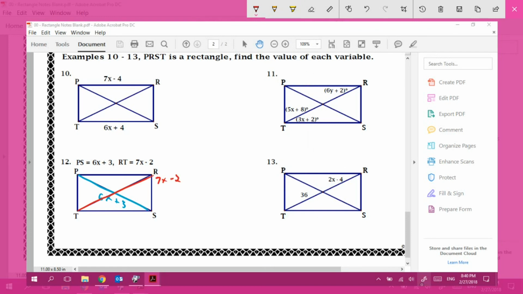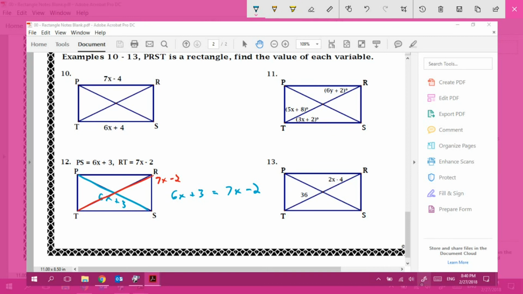Okay, what do we know about the diagonals? Look at the notes if you don't know. The diagonals are congruent. That means these two equations are going to be equal to each other. So 6x plus 3 equals 7x minus 2. Solve that and find x.